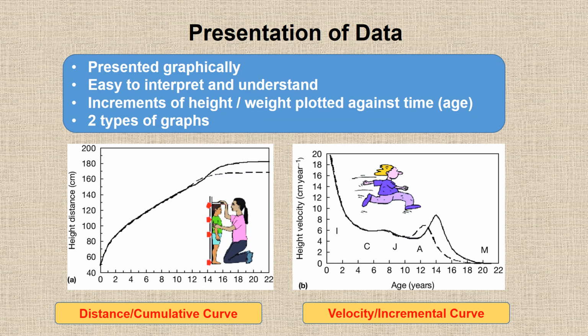Now, how is the data from growth studies presented? These are usually presented graphically, which is easy to interpret and understand. And there are two types of graph. One is a distance or cumulative graph, whereby the height is plotted against the age. The other type is known as the velocity or the incremental curve, whereby the rate of increase of the height is plotted against the age.